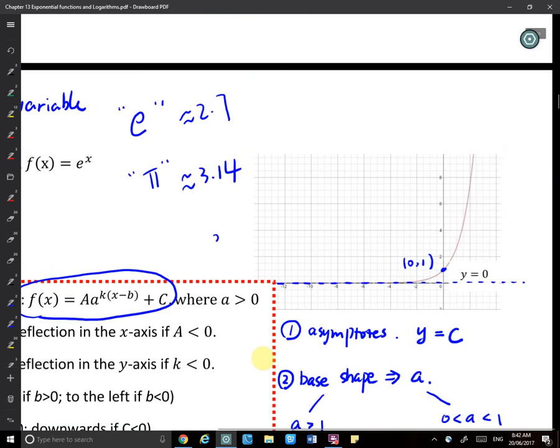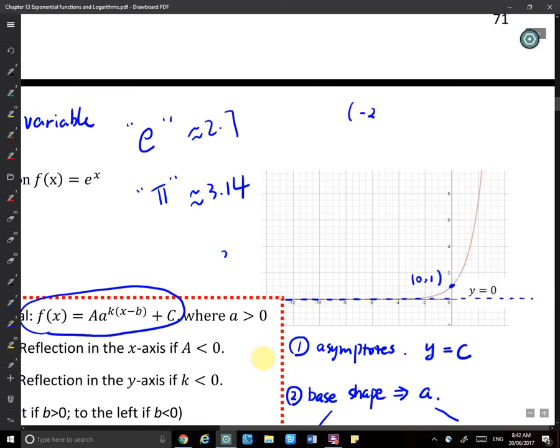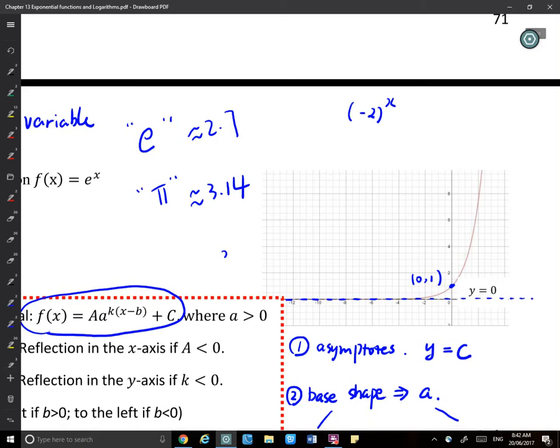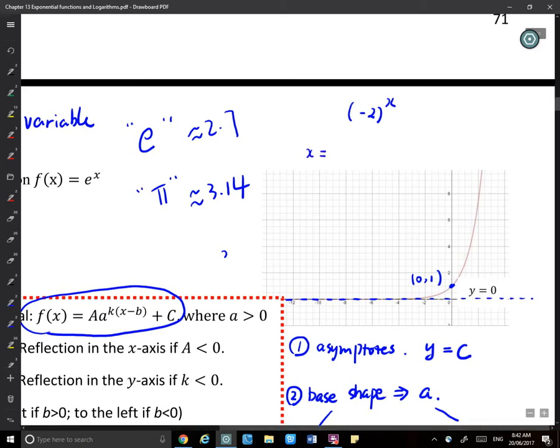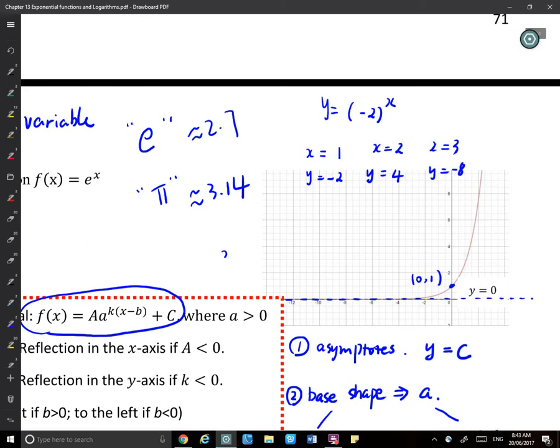Why you can't have a negative base is because if you have negative 2 to the power of x, let's think about that. When x equals 1, y equals negative 2. When x equals 2, y equals 4. When x equals 3, y equals negative 8. What happens to the graph? 1, negative 2 is below. 2, 4 is up. 3, negative 8 is below again. What's the shape of your graph?